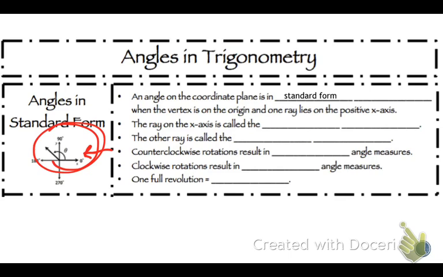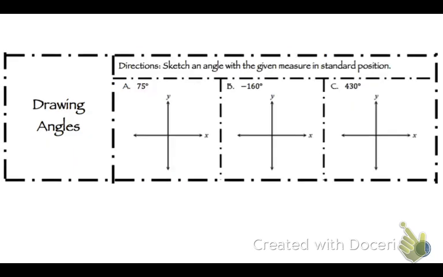The ray on the x-axis is called the initial side, and the other ray is called the terminal side, okay, because that's where it terminates, or that's where it stops. Counterclockwise rotations result in positive angle measures. Clockwise are negative angle measures, and one full revolution is 360 degrees. Okay? So let's draw some angles.